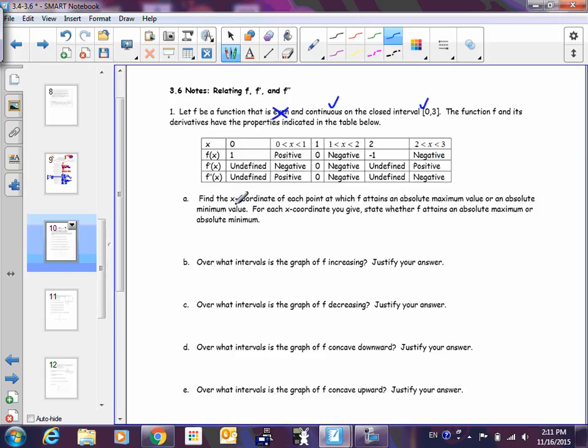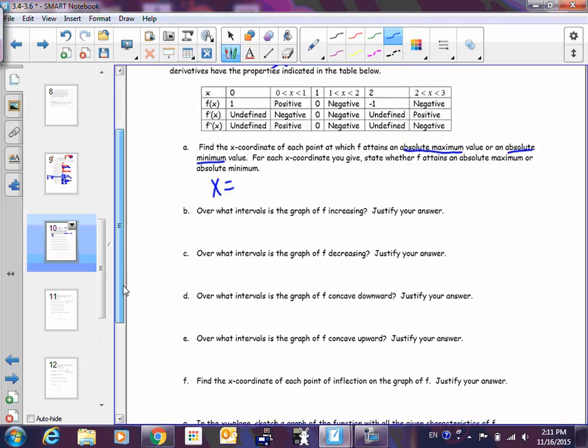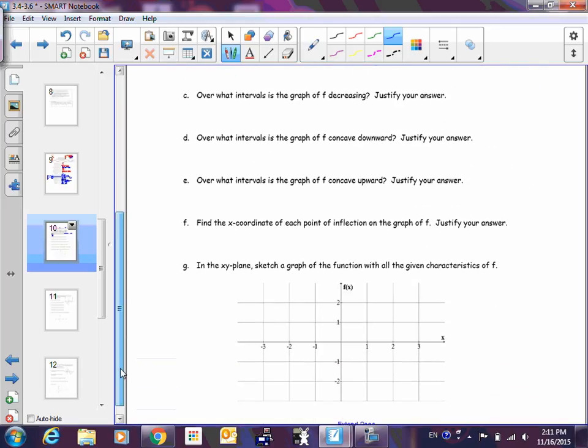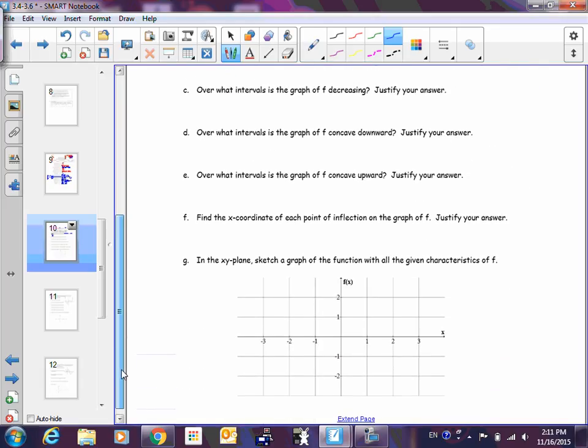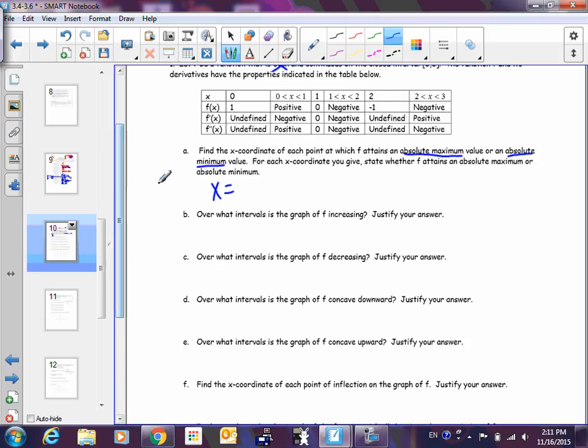So in A, it says find the x coordinate, so my answer is going to be x equals something, where f has an absolute max and an absolute min. This can be pretty tough, but go down just a little bit. Aren't we going to graph this? Then we can just look at the graph and figure it out. So we're going to skip part A and do that last. This is a pretty common thing on the AP test, where they list this to find first. We could find it, but it's going to be much easier if we just do it last.